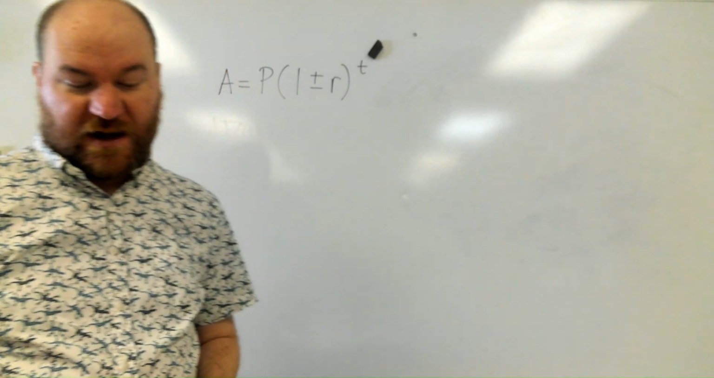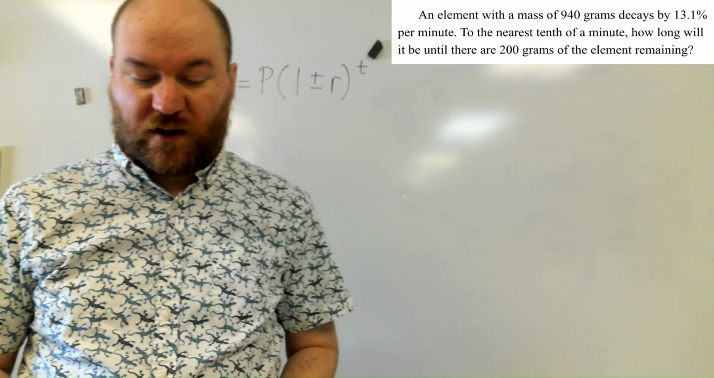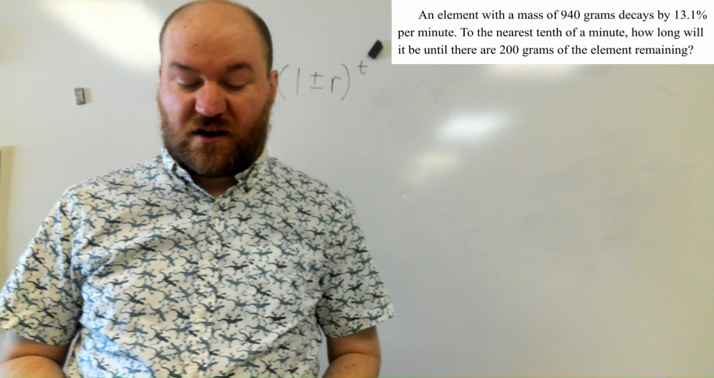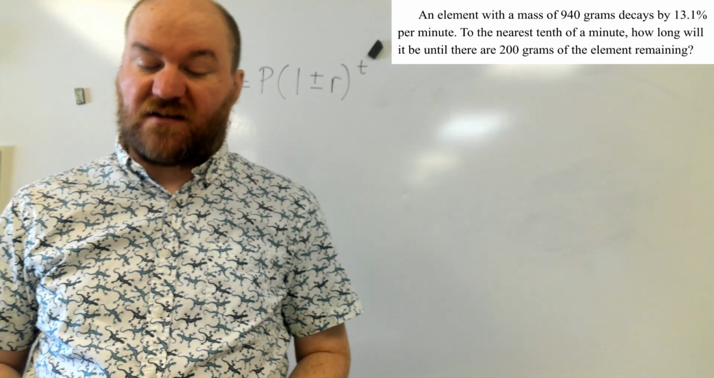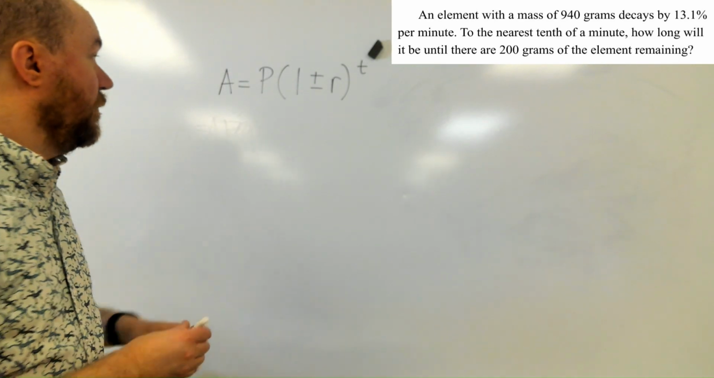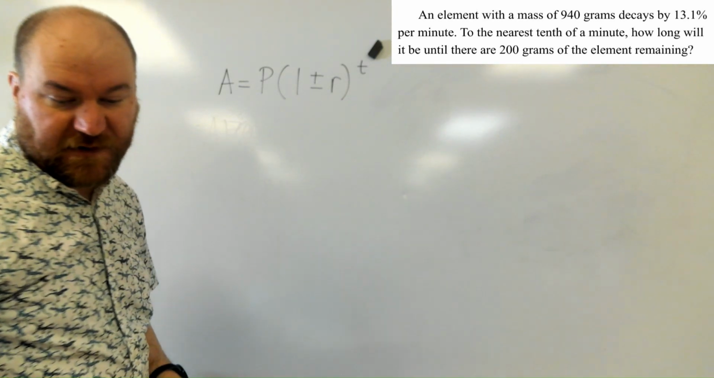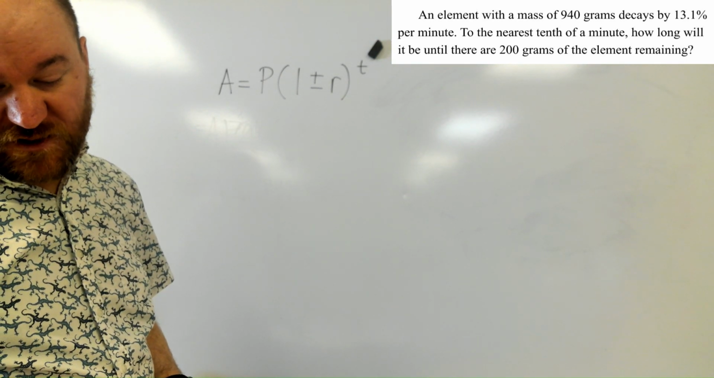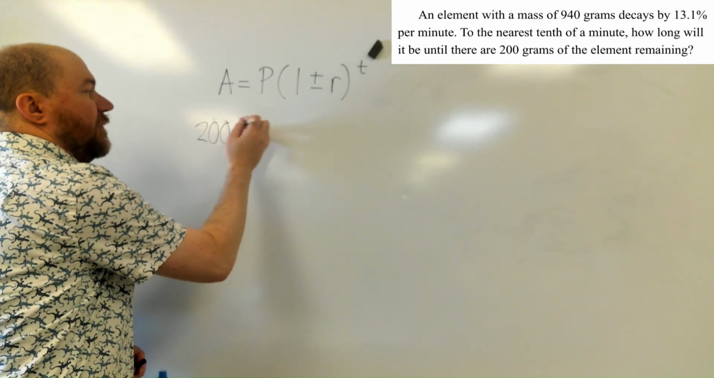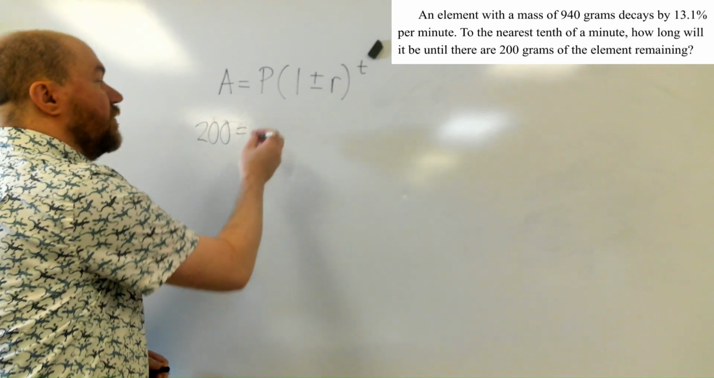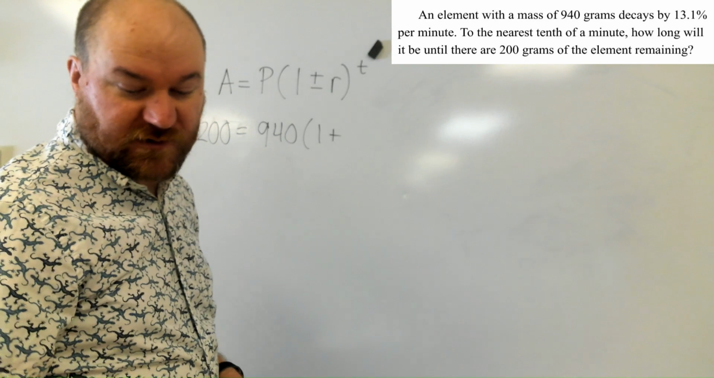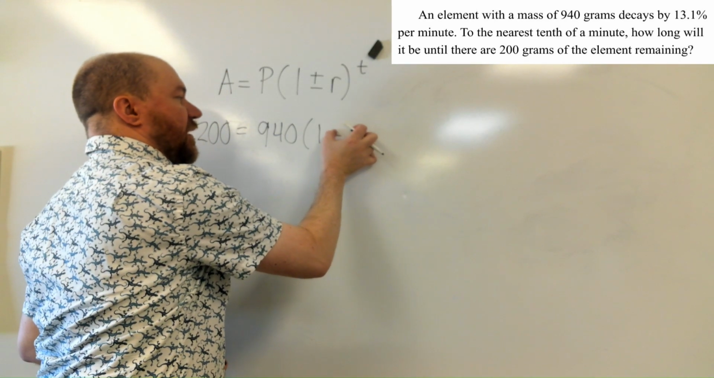Next question. An element with a mass of 940 grams decays by 13.1% per minute. To the nearest tenth of a minute, how long will it be until there are 200 grams of the element remaining? Same formula. It's going to be decay, but this time they want us to solve for T. There are 200 grams at the end of this problem, and there are 940 grams at the start of this problem.